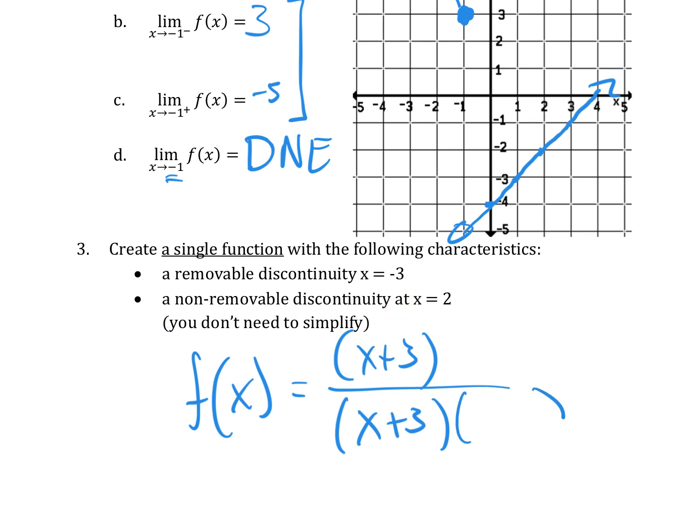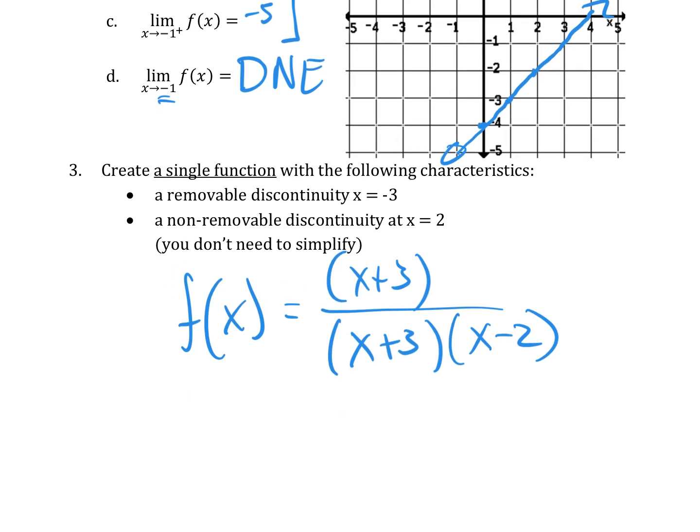Well, that means that there is an asymptote at x equals 2, and so x minus 2 is our factor, because when you plug 2 in here, it causes a problem, and we can't remove it by canceling. So there it is. Directions say we don't need to simplify, so there's a good example.